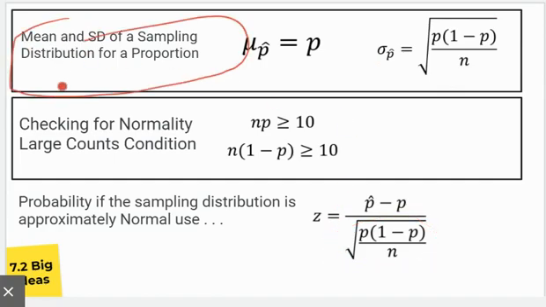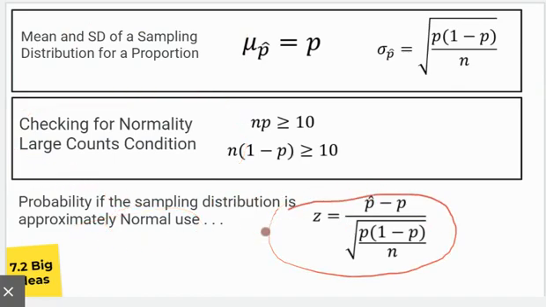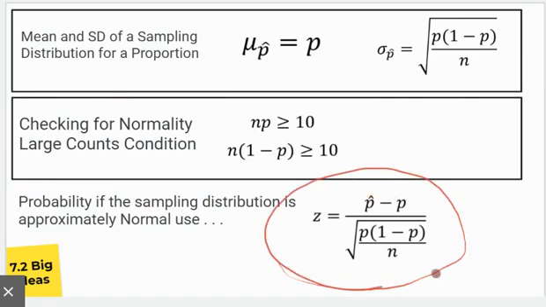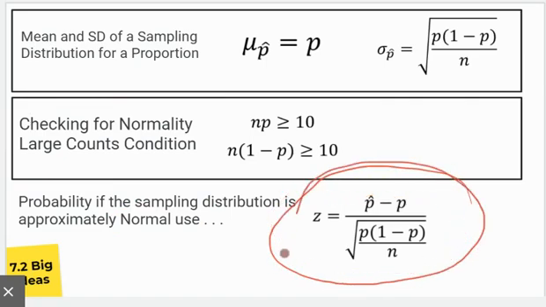So all of this should help us to create a normal distribution in order to find some type of probability or area under the curve.